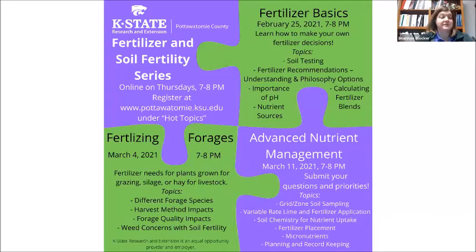I'll start by introducing myself in case you don't know. My name is Shannon Blocker. I am the Pottawatomie County Agriculture and Natural Resources Extension Agent. I've been here in Pottawatomie County since 2017, and I've actually been an extension agent for K-State Research and Extension for a total of 18 and a half years at this point. So this has been my career, and I imagine it will continue to be so.